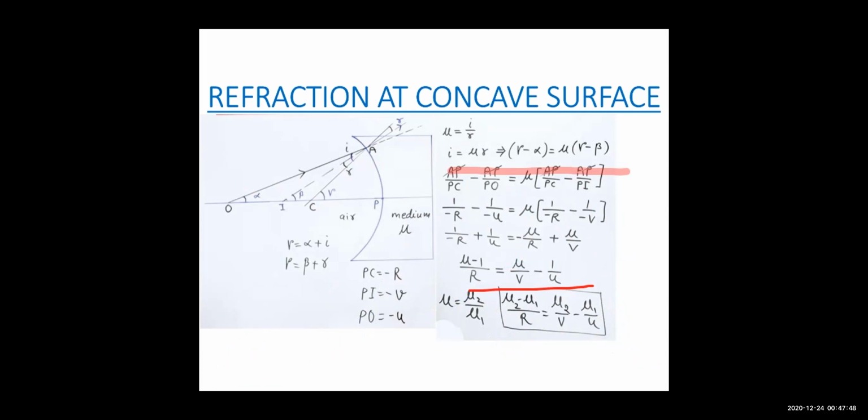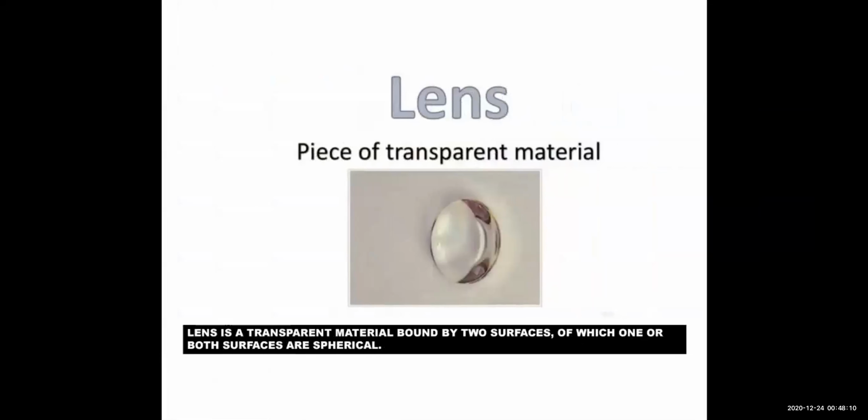But if in derivation they ask you to derive the refraction at concave surface for two media, one having refractive index mu1 and the other with refractive index mu2, simply you can substitute in the final equation mu equals to mu2 by mu1, and this is your resultant equation. So this was refraction at concave surface. Now let's move to lens.